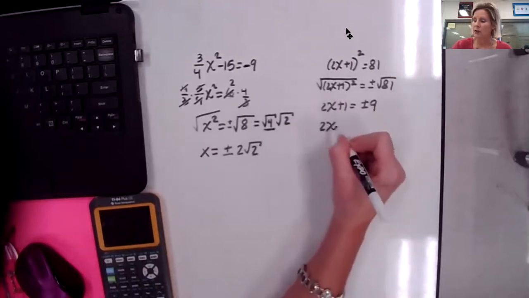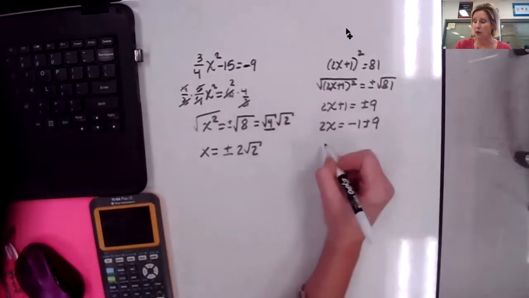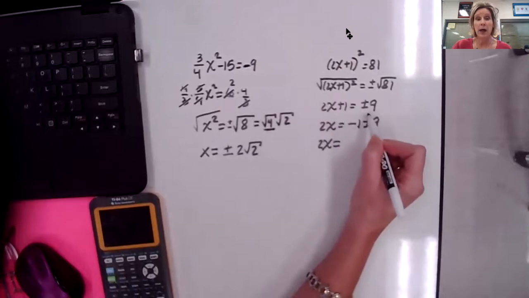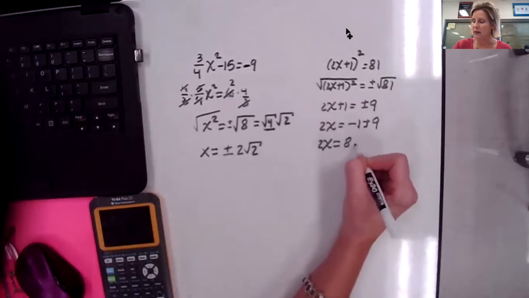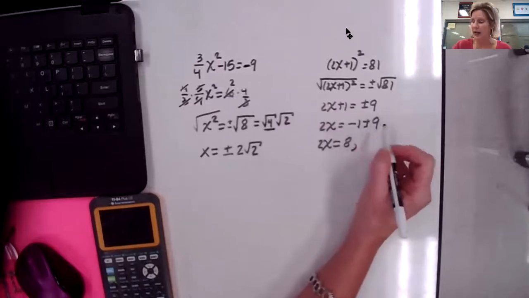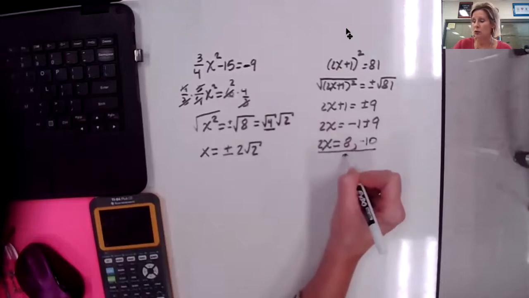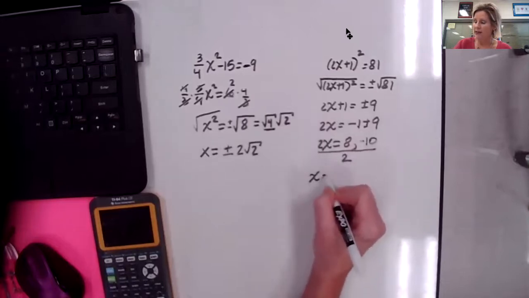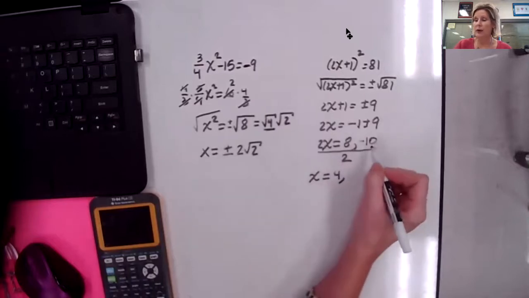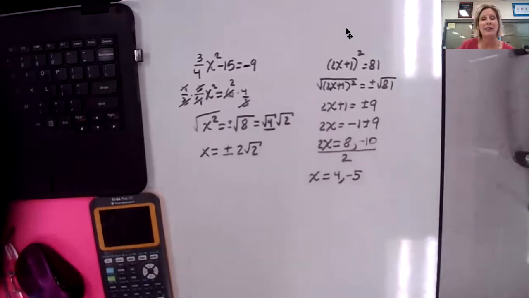So now I'm going to subtract 1 to the other side. So I need to figure out what that number is. So negative 1 plus 9 is 8. And negative 1 minus 9 is negative 10. So now divide everything by 2. And you'll have x equals 8 divided by 2. You'll also have negative 10 divided by 2. So I like that one. It worked out with two nice, neat numbers.